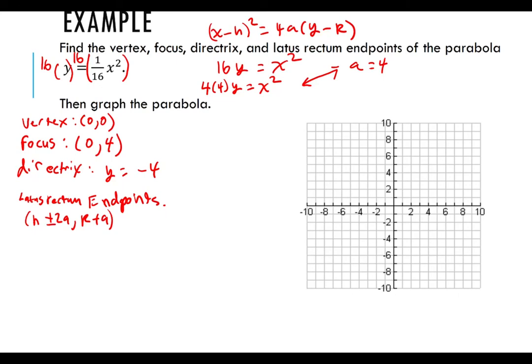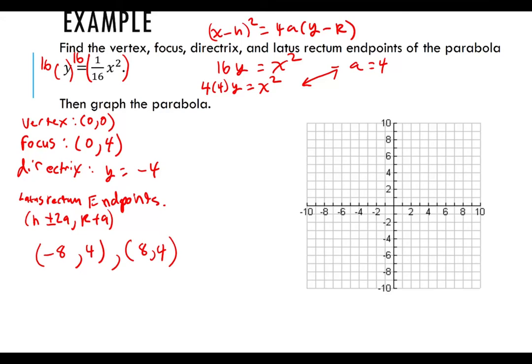So then, k plus a for the focus is 4. Well, then I just need to go to the left of the focus by 2 times a, but 2 times a is 8. And so 0 minus 8 is negative 8. And then 0 plus 8 is positive 8. And so I claim we have plenty of information to graph this.